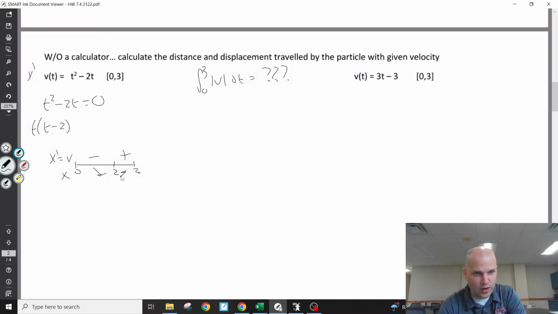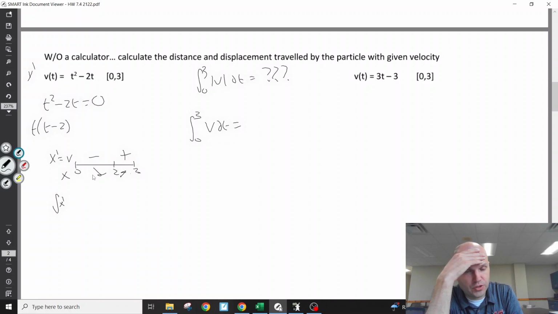Now if I want to find my displacement, it's easy. We could separate this, which we'll have to do, but not yet. Actually, let's separate. We're going to have to do it anyways. Let's go ahead and figure out what the displacement is from 0 to 2 and 2 to 3. Now, how do we find that? How do we find the displacement from 0 to 2? The area under my derivative?